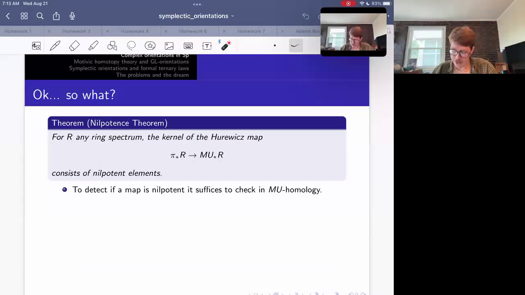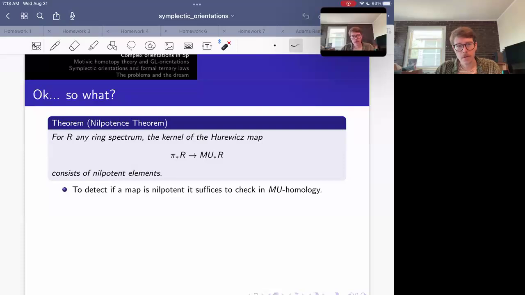The first of these that I have up here is the nilpotence theorem by Devinatz, Hopkins and Smith, from sometime in the 80s or the 90s, depending on which reference you look at. The idea is that if I have a ring spectrum, any ring spectrum, I have a Hurewicz map coming from the unit of this ring spectrum, and the kernel of this Hurewicz map from pi star R to MU star R consists of nilpotent elements. So if I want to check that a map between spaces is nilpotent, I only have to check this in MU homology. MU detects nilpotence.